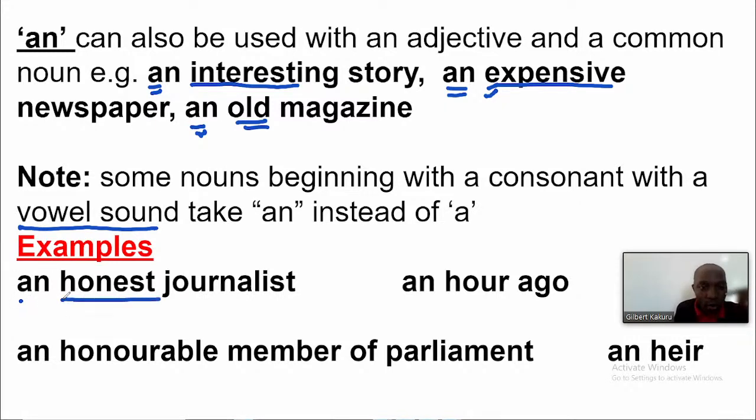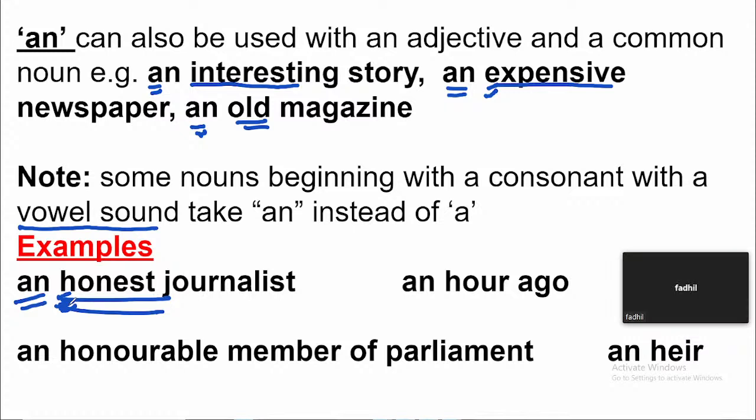Let me just say this word here, honest. And we are still looking at the subtraction. The answer would be an, because of this vowel sound, okay, an honest. Then here, the sound is an honorable. These are exceptionals. That's why I'll put them separately. Then here, another word which I can add on this one is heir. If they give you this one here, an heir.